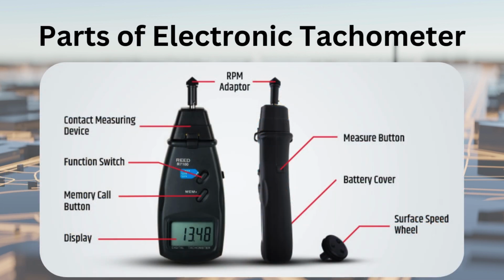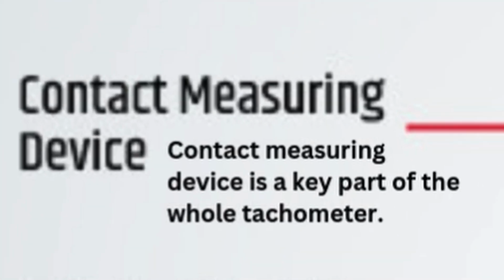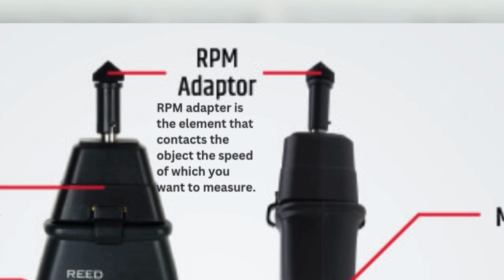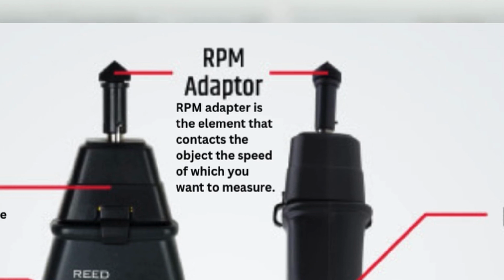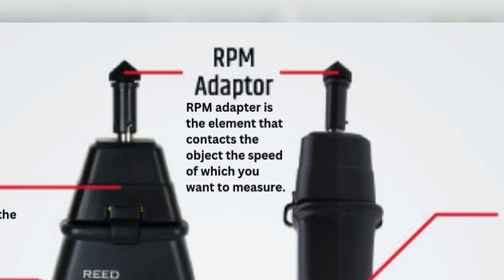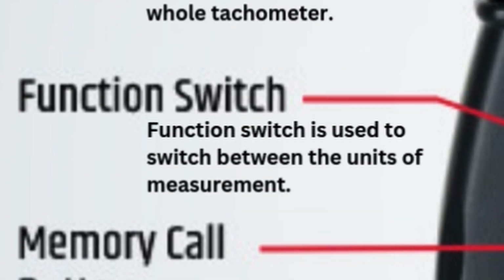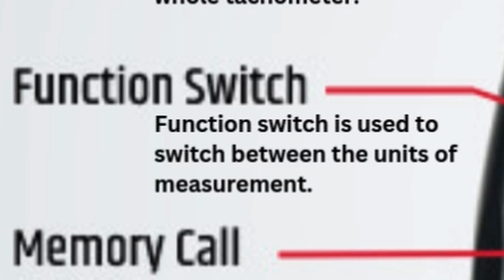For the parts of tachometer: Number 1. Contact measuring device. It is a key part of the whole tachometer. Number 2. RPM adapter. It is the element that contacts the object the speed of which you want to measure. Number 3. Function switch. It is used to switch between the units of measurement.